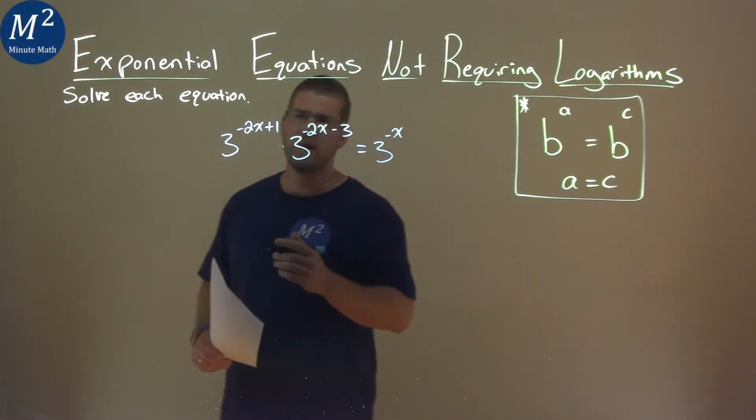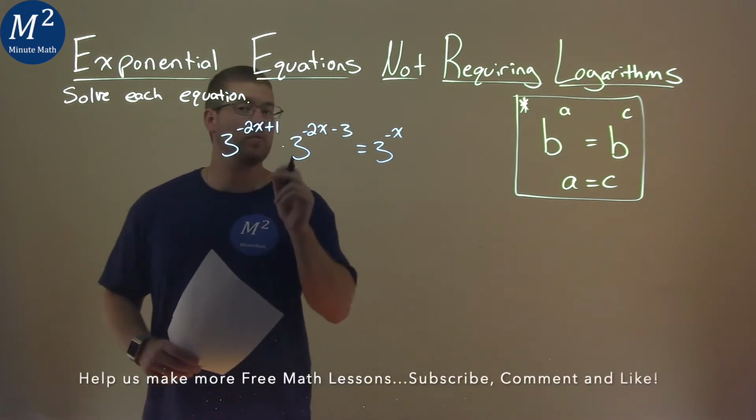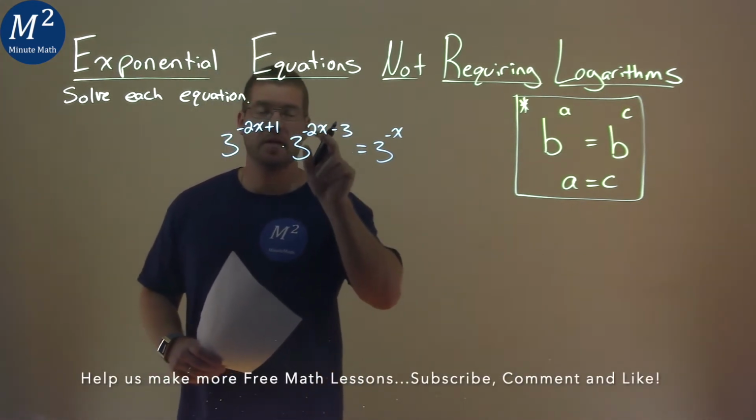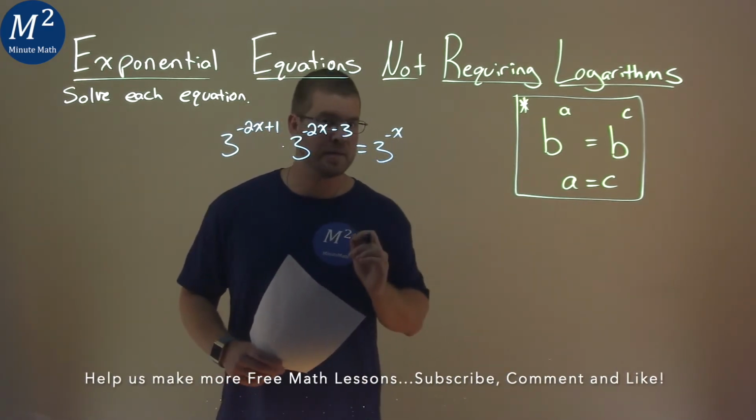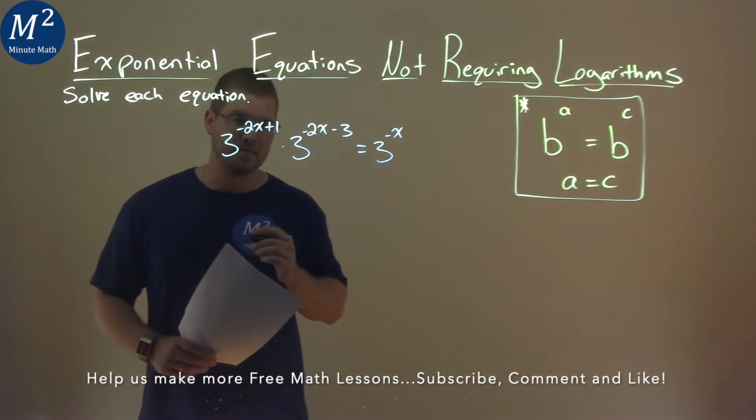We're given this problem right here, 3 to the negative 2x plus 1 power times 3 to the negative 2x minus 3 power is equal to 3 to the negative x power. And we have to solve this equation.